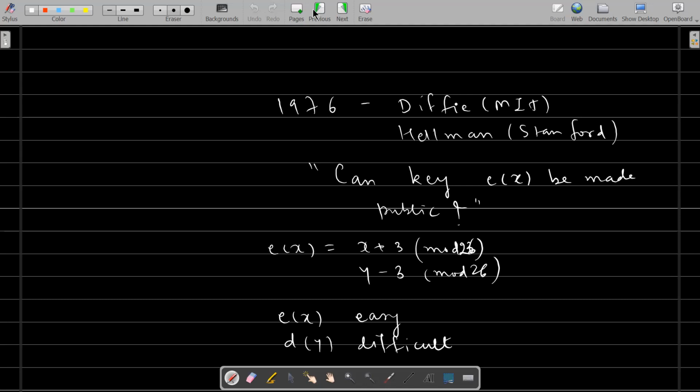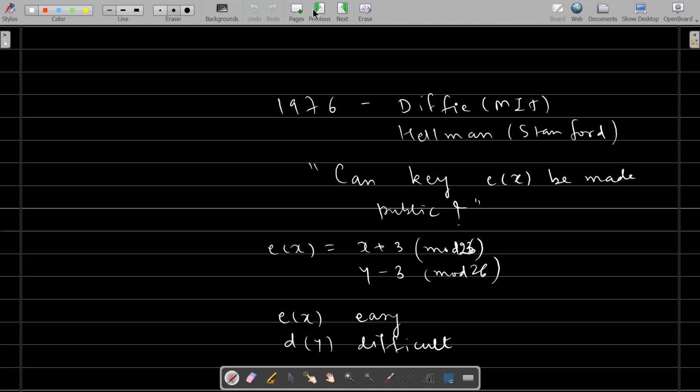Yes, sir. So D is the inverse of E, right? So they can anyway find it easily. If E of X is easy, then D of Y should be easy, right? Yeah. So for such functions, actually, E and D have the same kind of difficulty level. But can we find some functions or some systems, some methods where E will be easy, but D will be difficult? That was their paper. So the answer to the question was not known.